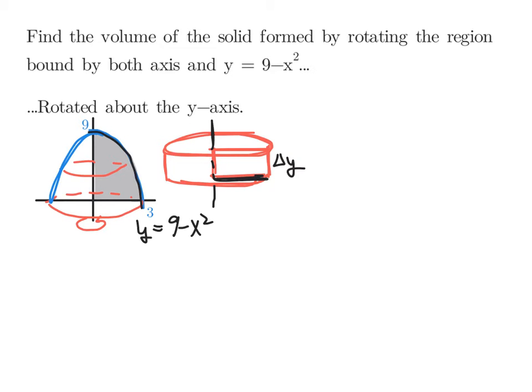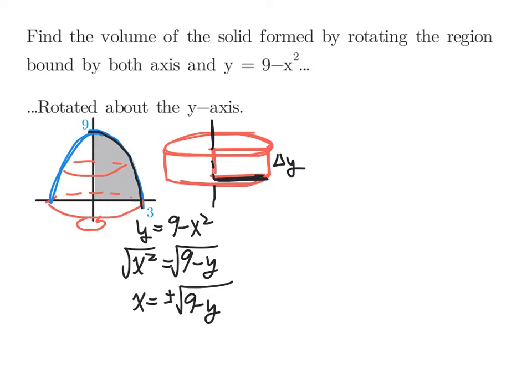But we don't want a vertical distance. Now we want a horizontal distance. I want to know what x is. So I need to take this equation and solve it for x. That's going to mean adding x squared to both sides and subtracting y, and then we take the square root. So x is going to be plus or minus the square root of 9 minus y.